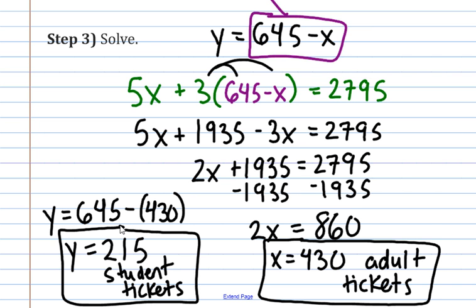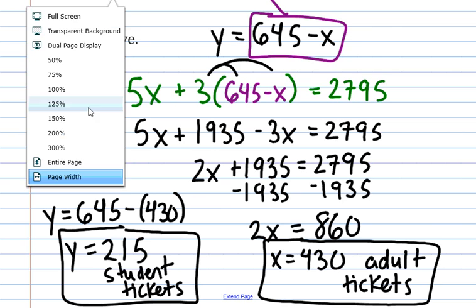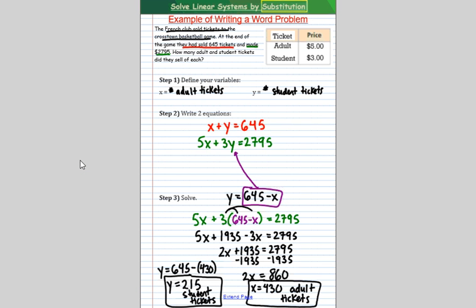So there you go. Should add up to 645, and if you put it back into the money equation, you should find a total is $2,795. Very similar to the one we did right before it.